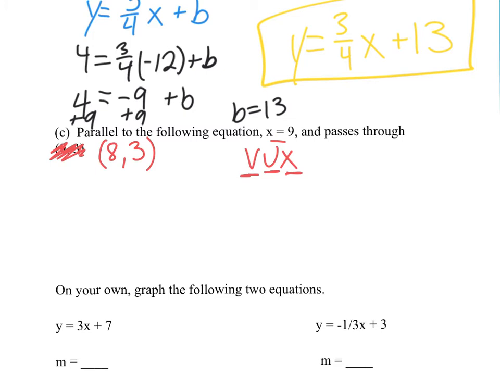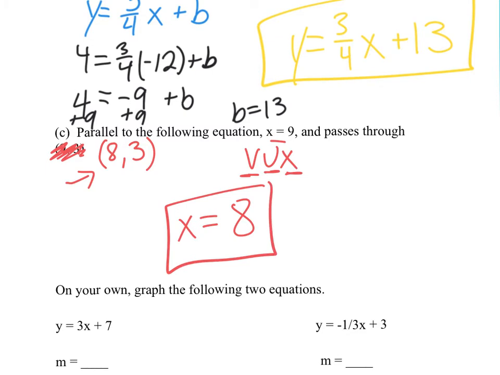But I know it's going to go through this point right here, 8-3. So what's the x value on 8-3? 8. So doesn't it need to go through 8 to go through that point? That would be the only thing that would work.